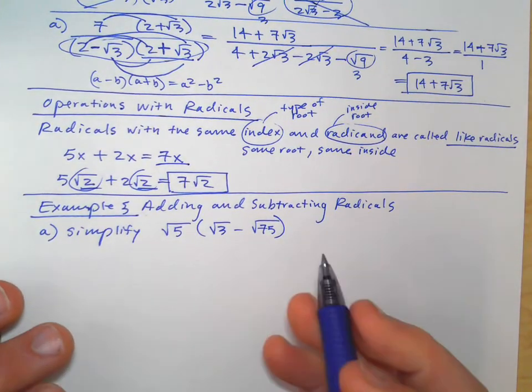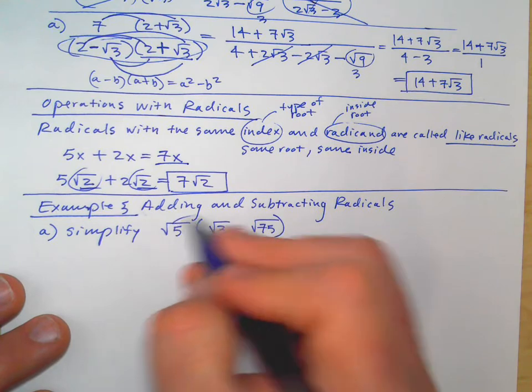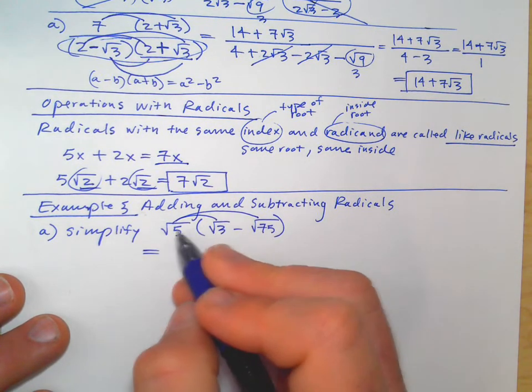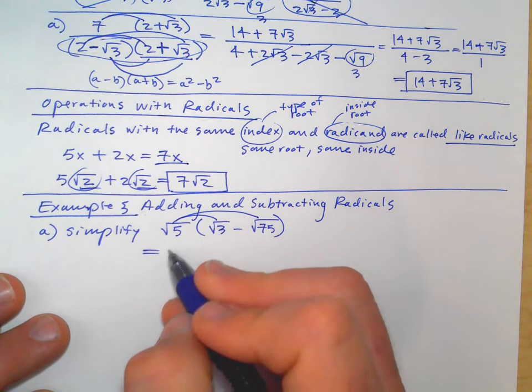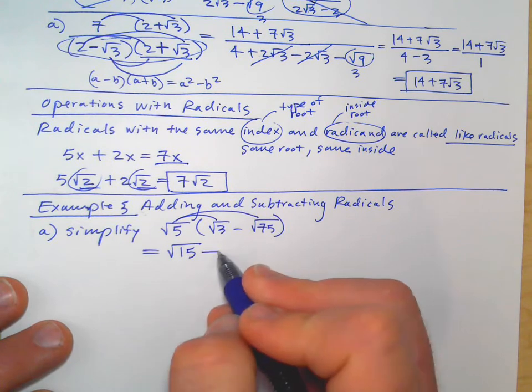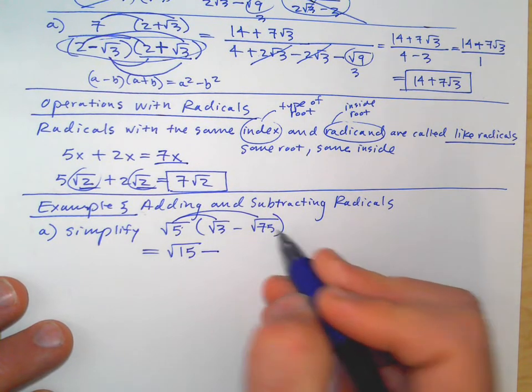Now, one thing for any kind of simplifying problem in math is get rid of parentheses, distribute. So we're going to distribute this. Now, when we distribute this, we're going to use one of the rules that we talked about earlier. If you're multiplying a square root times another square root, you can just multiply their insides. Okay? Minus 5 times 75. Have fun with that.